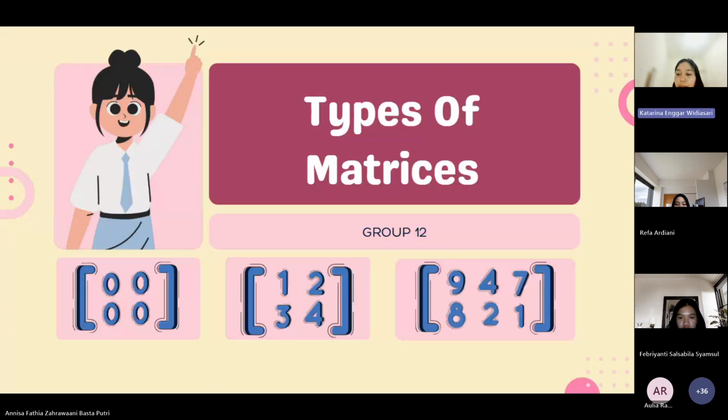Next, the types of matrices. Now we will discuss the different types of matrices. In mathematics, matrices can be classified based on their number of rows, columns, and the arrangement of their elements. Each type has its own characteristics and applications. Next.